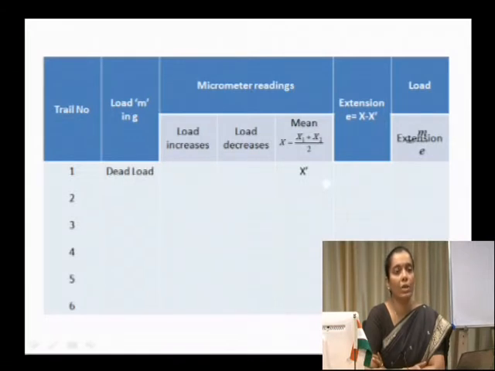Suppose we want a load difference of 1500 grams, we will have to do it as x4 minus x1, x5 minus x2, x6 minus x3. So, we will get 3 values of extension for a load of 1500 grams. The mean of that is calculated and recorded as the extension in wire, E.